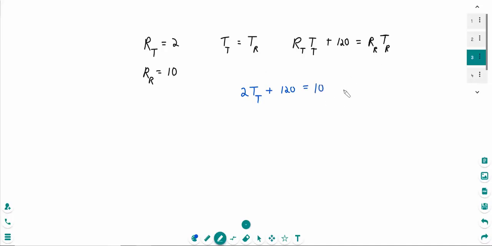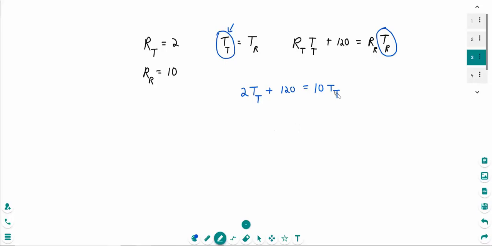Now this is where it gets interesting. I could just say I don't know what t sub r is, so I'm just going to leave it as t sub r. But I could also say that I do know that it's equal to t sub t. So this isn't a number, however, it is an equality here. T sub r does equal t sub t. So if I replace this t sub r with a t sub t, the benefit there is that I am then creating an equation in one variable.